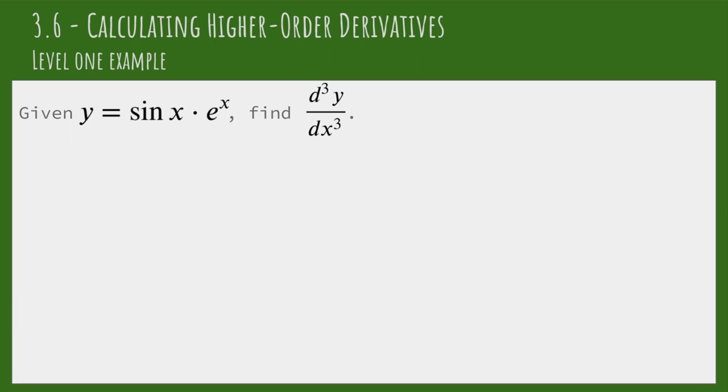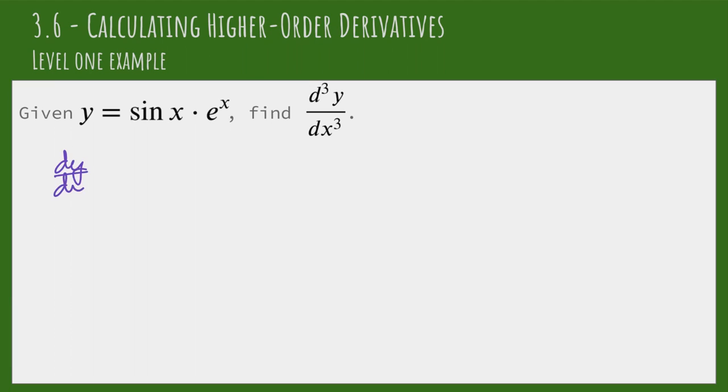Second example, we're doing the same thing. Notation looks a little bit different here. So now we're using Leibniz notation, using those differentials. But this notation means that we want to find the third derivative of y with respect to x. So again, we're going to start with just taking the first derivative. In this example, we're going to have to use the product rule.